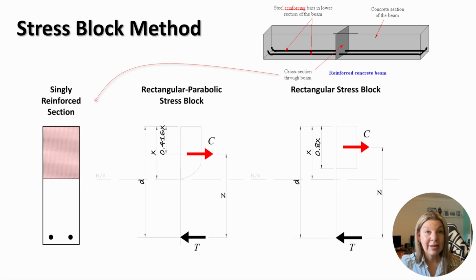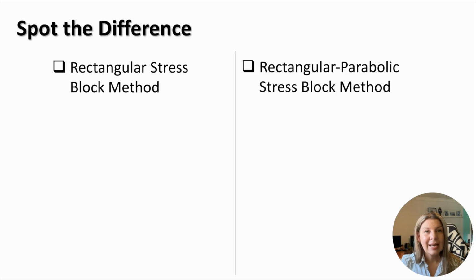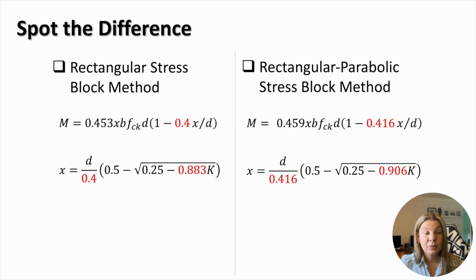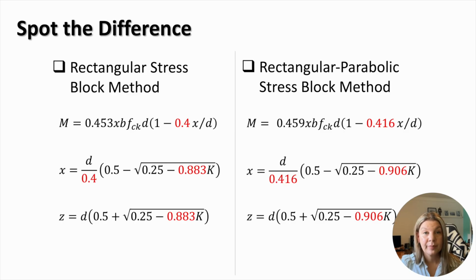When a parabolic rectangular distribution of stress in the concrete compression zone is adopted instead of the rectangular distribution we used, the derived expressions for moment, depth of neutral axis, and lever arm slightly change. Let's compare the expressions. These will be the expressions for moment, these will be the expressions for the depth of the compression zone, and these are the expressions for the lever arm. As you can see, the change of the stress distribution resulted in very small differences in the expressions.